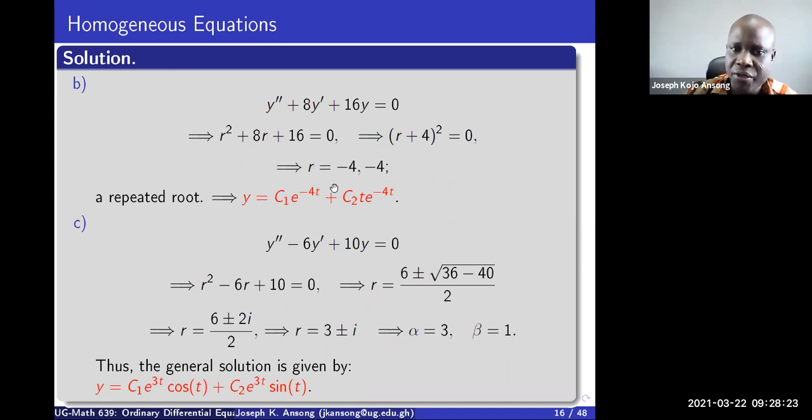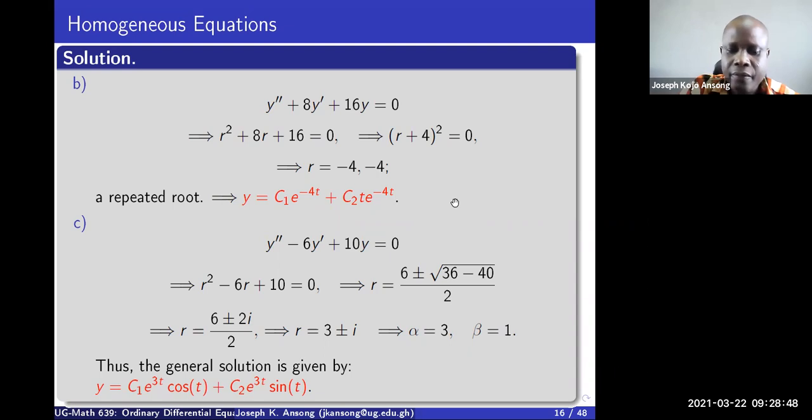Okay, so once you have a repeated root, one of the solutions is e to the negative 4t. Then the second one, you need to multiply by t, right? So you have to multiply t times e to the negative 4t, and that gives you the second solution. So the first is e to the negative 4t, the second is t e to the negative 4t, form a linear combination, and that gives you the general solution to the homogeneous equation.